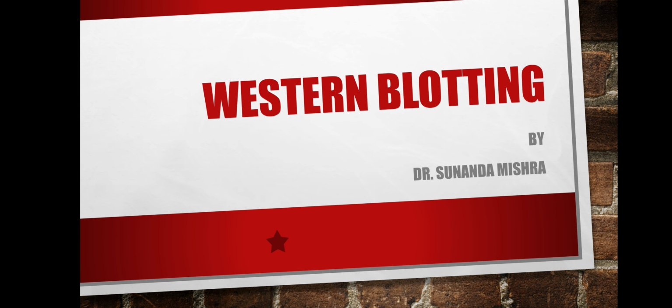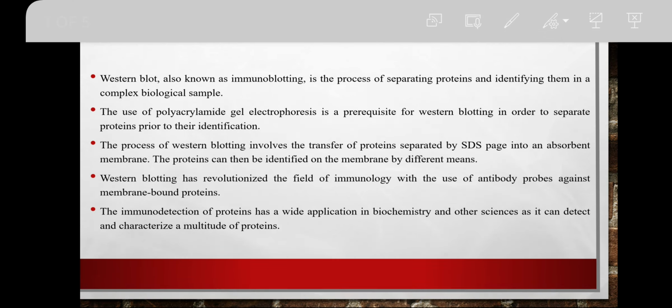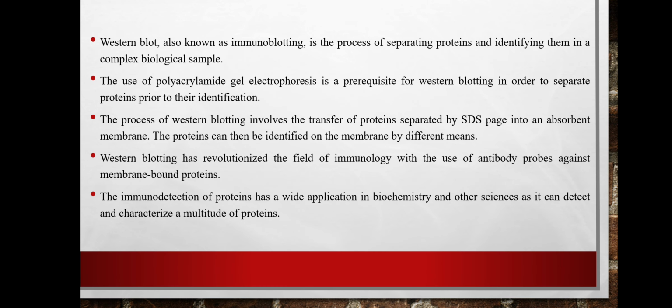In this video, we will discuss Western blotting. Western blotting, otherwise known as immunoblotting, is a process of first separating proteins, then identifying them in a complex biological sample. Here polyacrylamide gel electrophoresis is used, which is a prerequisite for Western blotting, because we can't separate proteins using agarose gel electrophoresis. For proteins, polyacrylamide gel electrophoresis is used to separate different proteins.